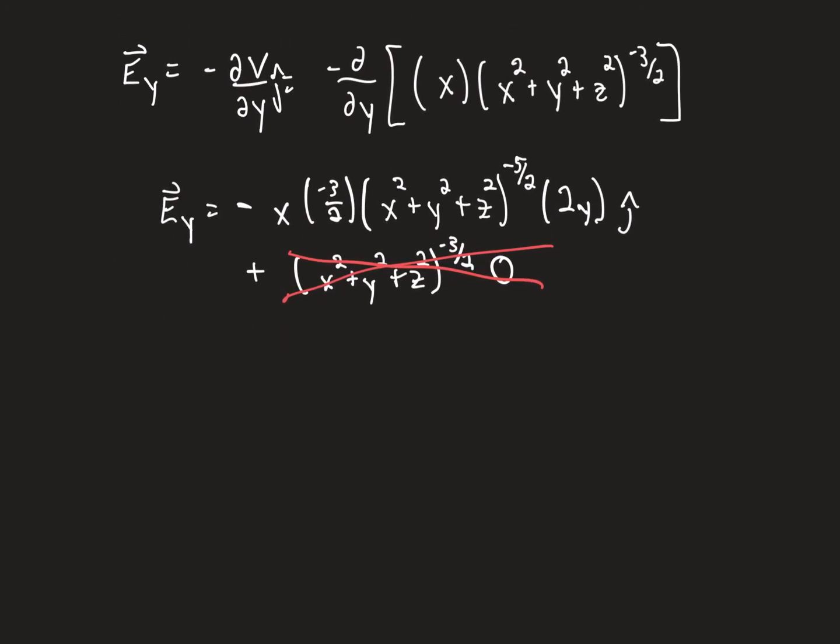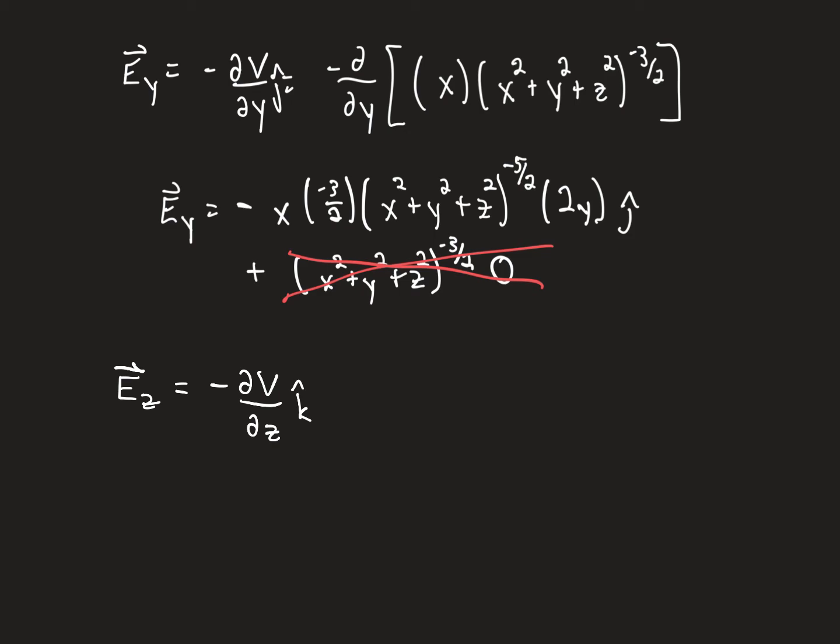Now I want all of you to work at your tables and figure out what's Ez. I'll give you a hint. It's negative dV/dz in the k hat. When you have your final answer, put it on the whiteboards. Just the final answer on the whiteboard. You can work on your own sheets, iPads, papers.